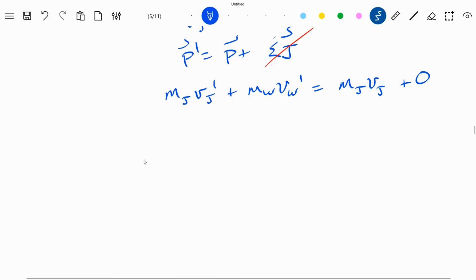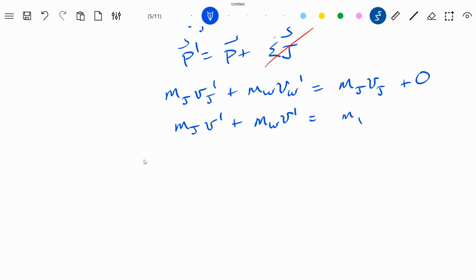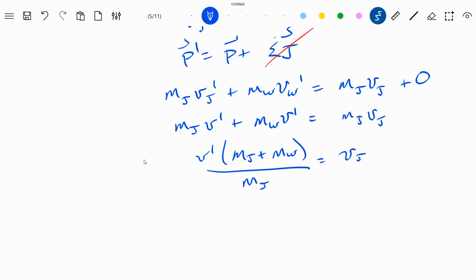Okay, they both had the common velocity afterwards, so why don't we refer to that generic v prime. So mass of the wall, v prime, equal to the mass of the jet, velocity of the jet. Now, since they had a common velocity, I can just factor that out. This is completely optional, but kind of nice. Mass of the jet plus the mass of the wall. And if I divide all of that by the mass of the jet, I will get the velocity of the jet. That means the velocity of the jet can be found.